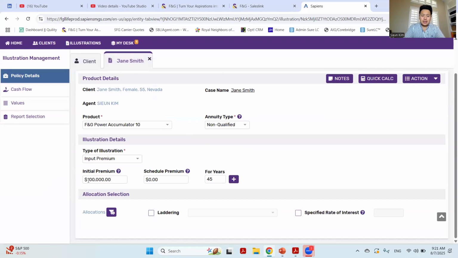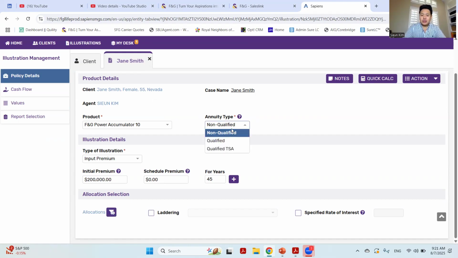Here it says initial premium of $100,000. We're going to make this $200,000. So that's the amount that is being rolled over. And it says annuity type, right?